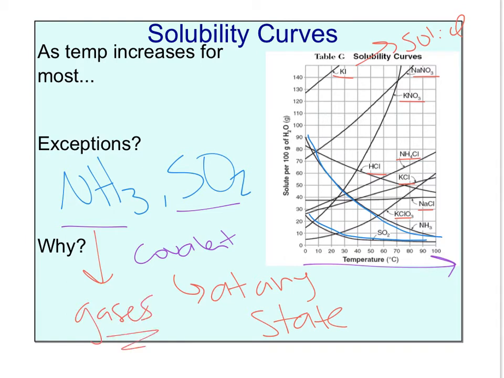If you remember our notes from yesterday, we said that as temperature increases for gases, the solubility decreases, meaning the higher the temperature, the less solute the solvent can hold of a gas. But as the temperature increases for a solid, the more solute it can hold. That's why some of these lines go up and some go down. The ones going up are solids, for which solubility increases as temperature increases, and the lines going down represent gases, for which solubility decreases as temperature increases.